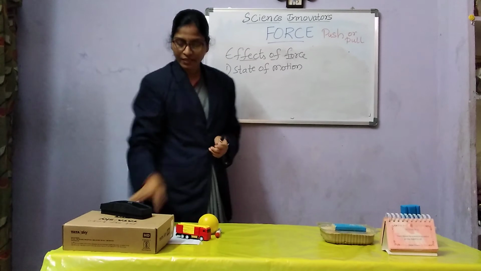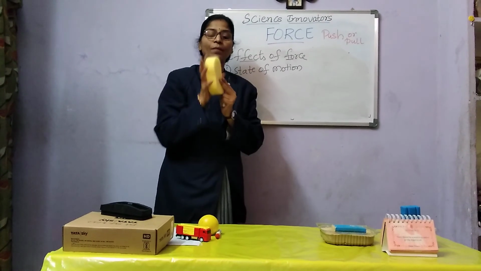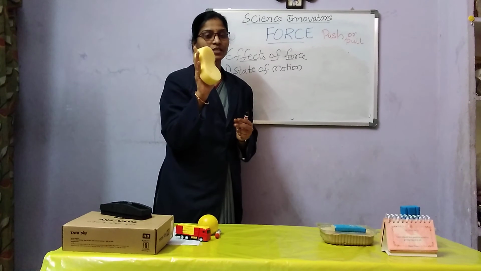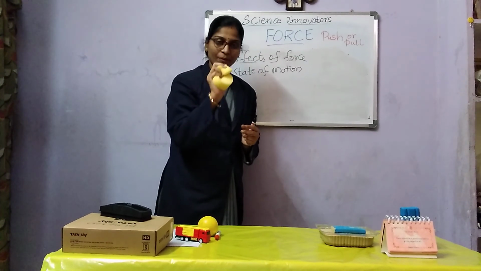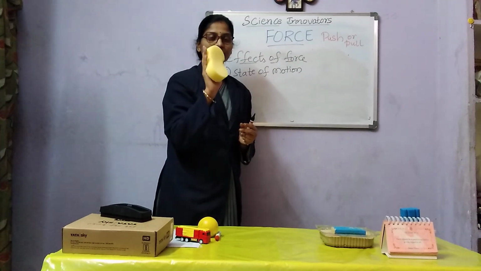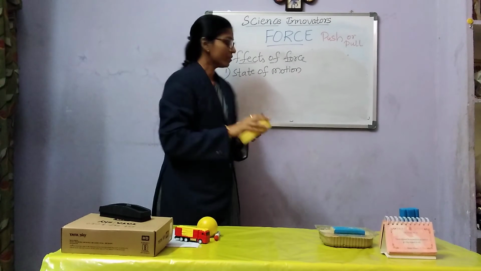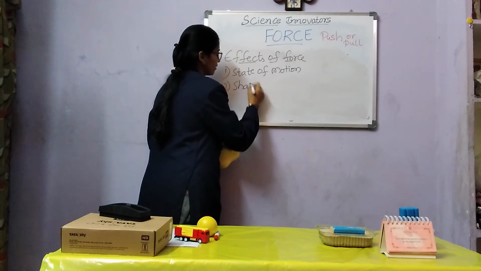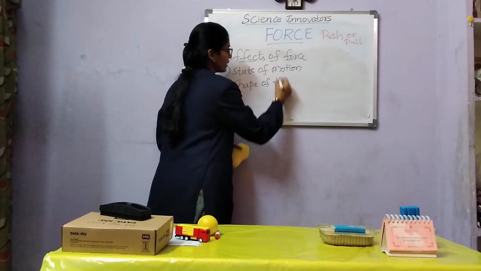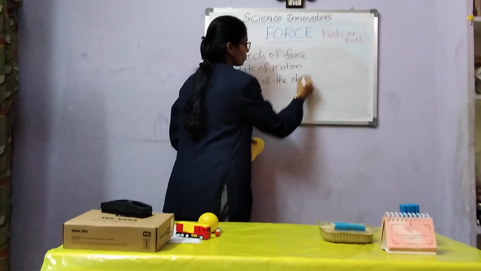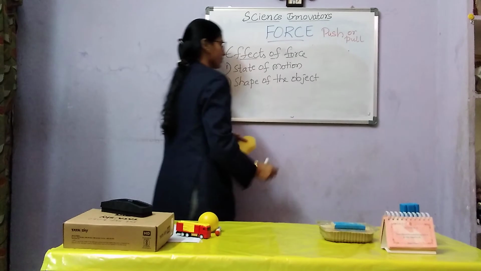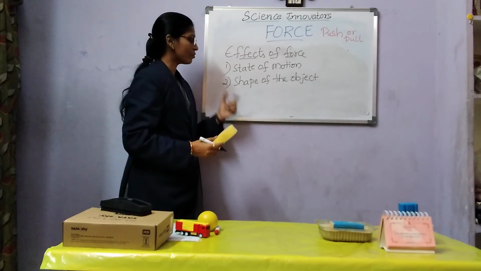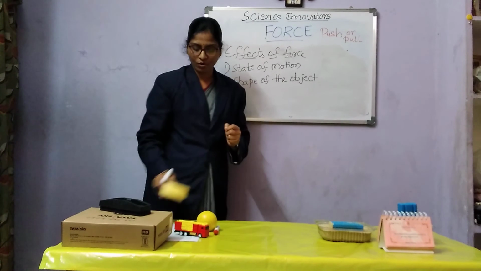The second one is a sponge. When I apply a certain force, what happens? It changes its shape. So when we apply the force, the shape of the object changes. So here the effect is that the shape is changing. These two are the effects taking place when we apply the force: the state of motion and the shape of the object.